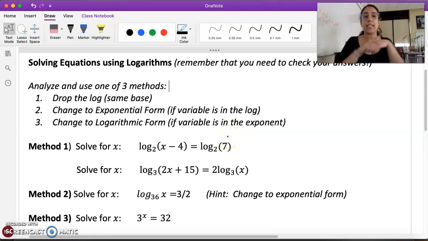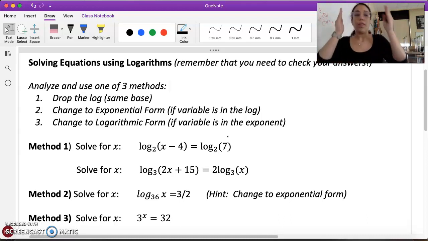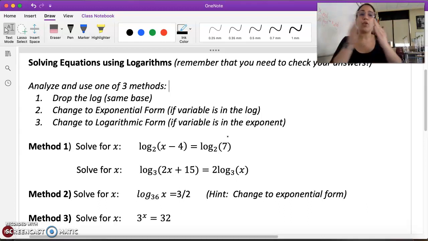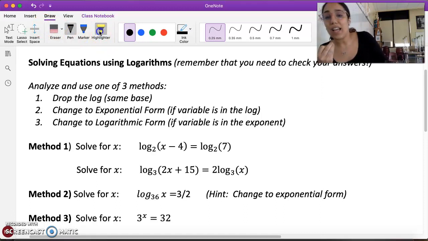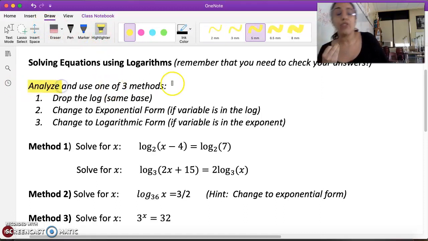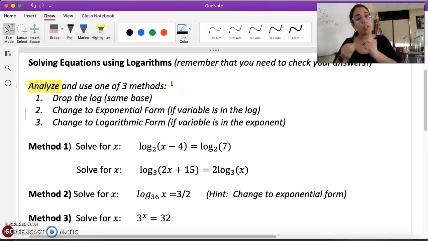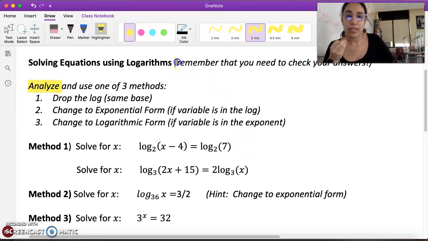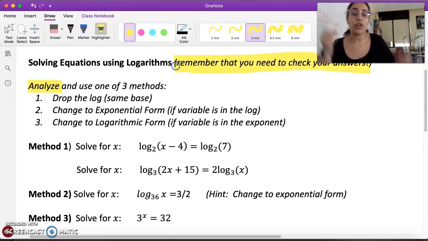All right, so in this Edpuzzle, you are going to learn how to solve equations using logarithms. There are three different types of equations that you are going to be given. So you need to first analyze and then use one of the three methods based on your analysis. Now, notice how it says here, remember that you need to check your answer.